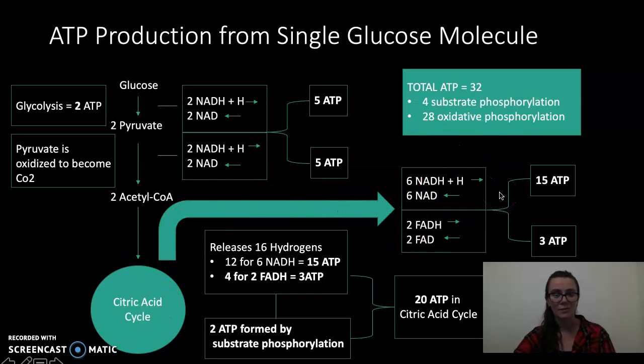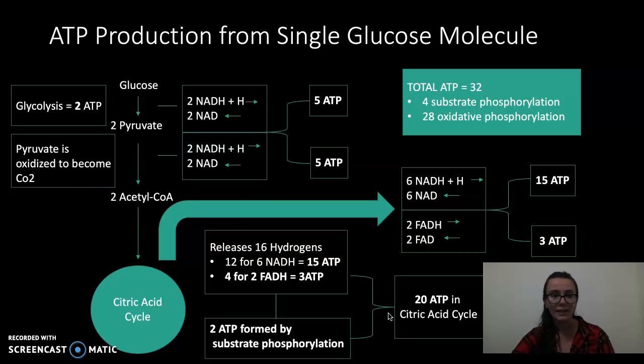When you go down, you are also going to get 2 ATP formed by substrate phosphorylation. That combination, that release of that 16 hydrogens through that electron transport chain from the Krebs cycle, plus the 2 ATP formed by substrate phosphorylation is going to yield the 20 ATP within that citric acid cycle.